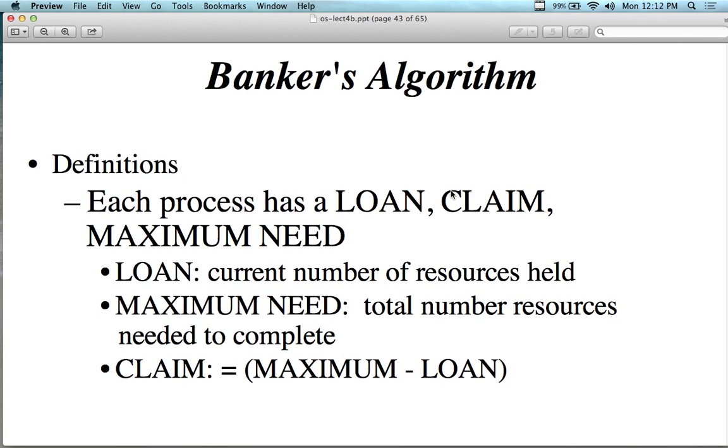If you're a bank, that's something you might do. So banker's algorithm, which is the technique for deadlock avoidance, actually. Each process has a loan and a claim, and then there's a maximum need that's associated with it. The loan is the current number of resources held. The maximum need is the total number of resources needed to complete. And then the claim is the maximum minus the loan amount already.